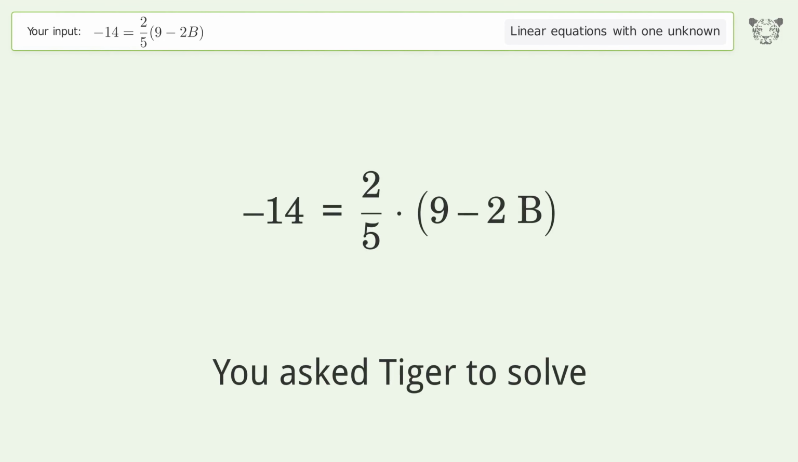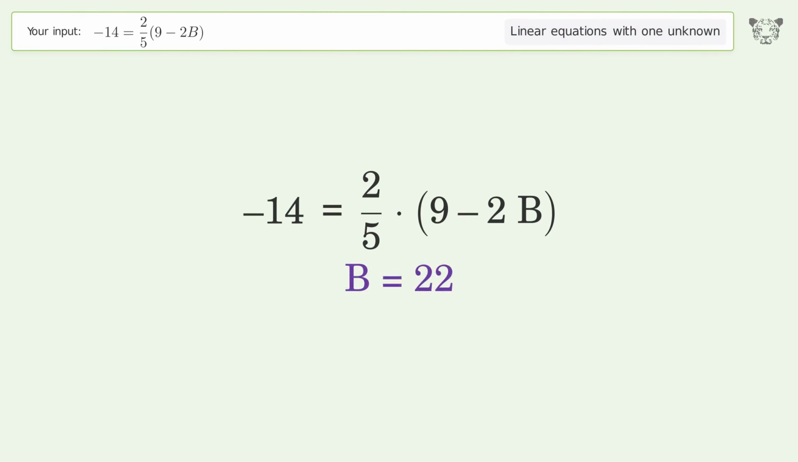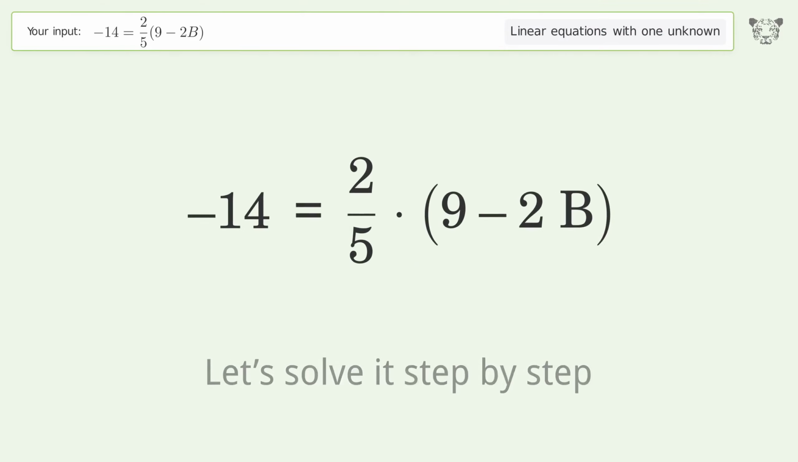You ask Tiger to solve. This deals with linear equations with one unknown. The final result is b equals 22. Let's solve it step by step.